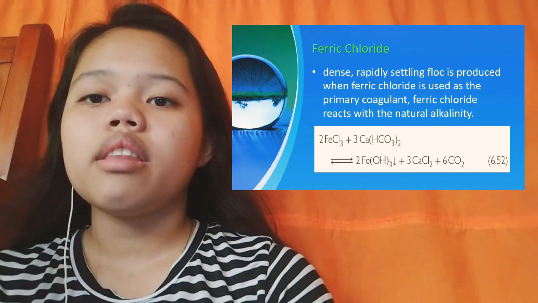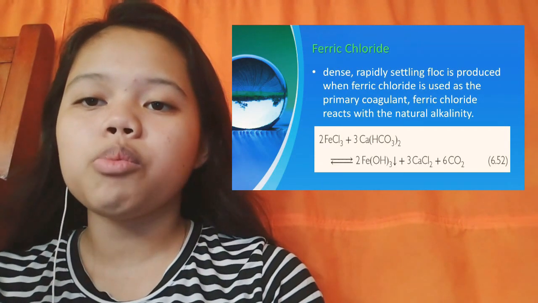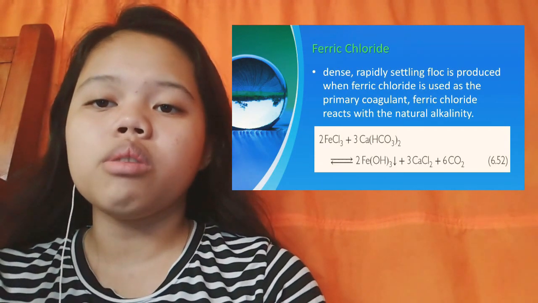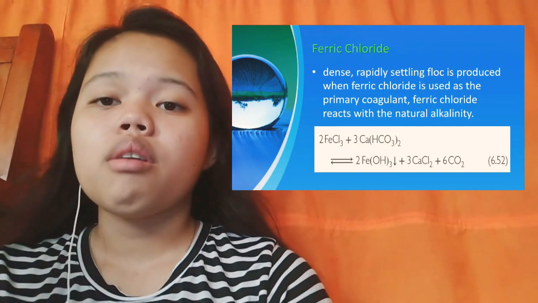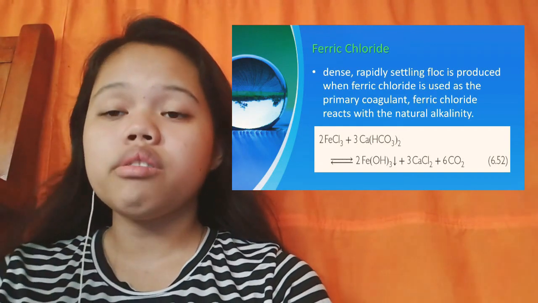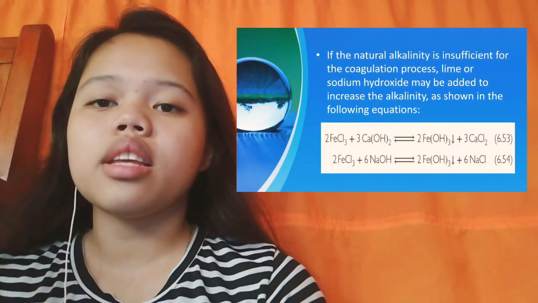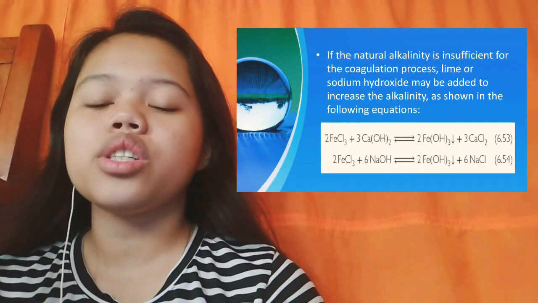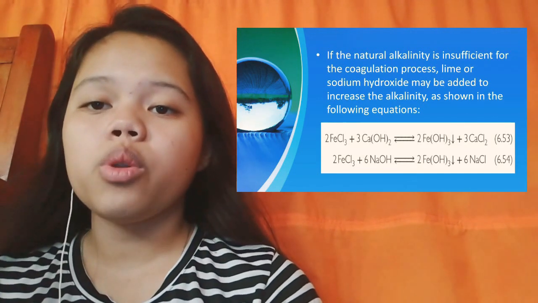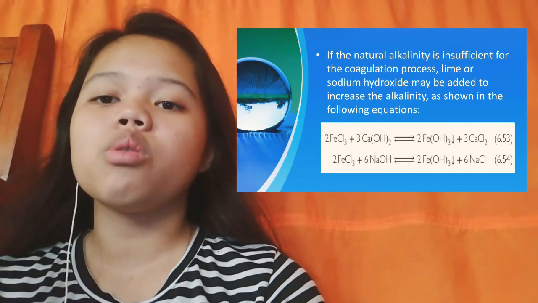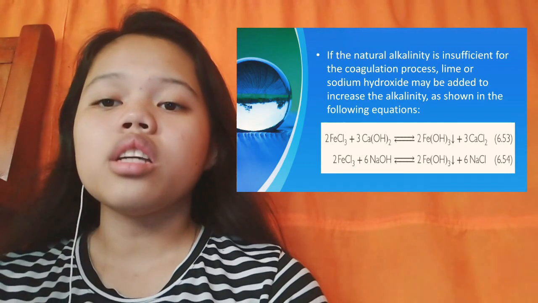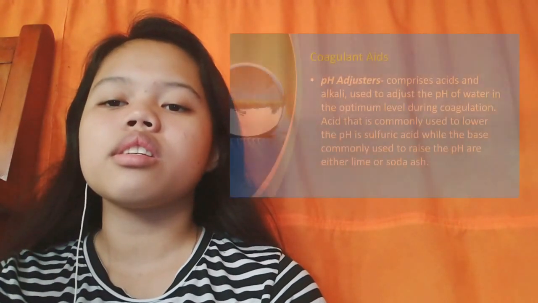Ferric chloride. Dense, rapidly settling floc is produced when ferric chloride is used as the primary coagulant. Ferric chloride reacts with the natural alkalinity. If the natural alkalinity is insufficient for the coagulation process, lime or sodium hydroxide may be added to increase the alkalinity, as shown in the following equations.